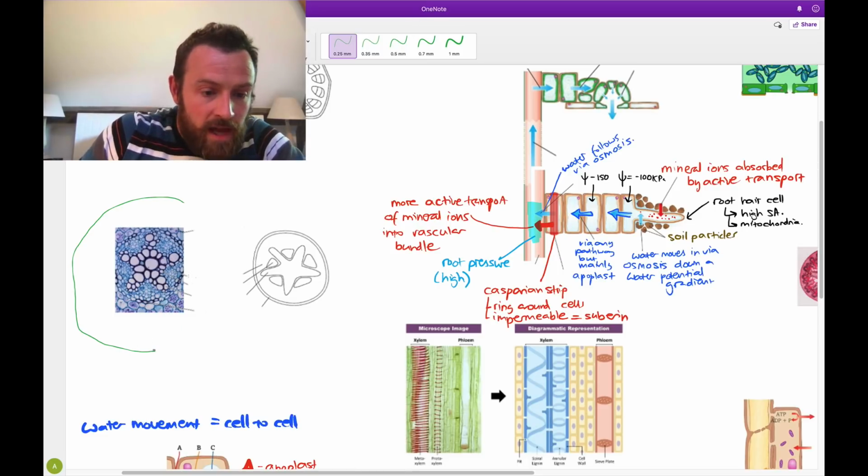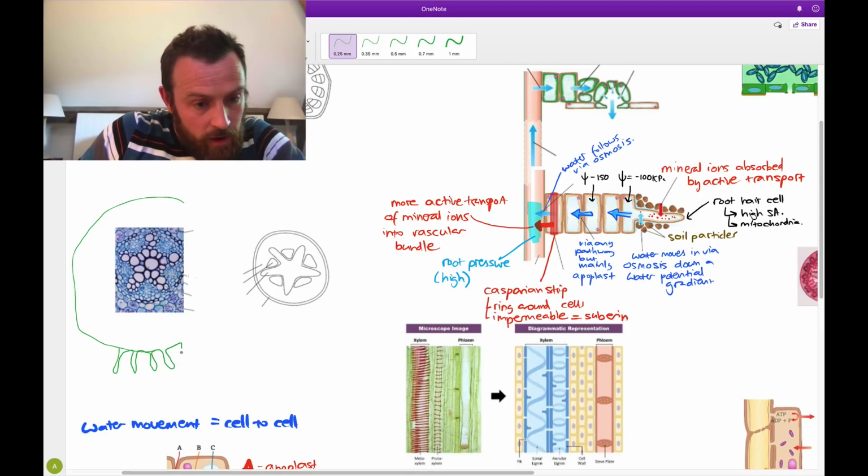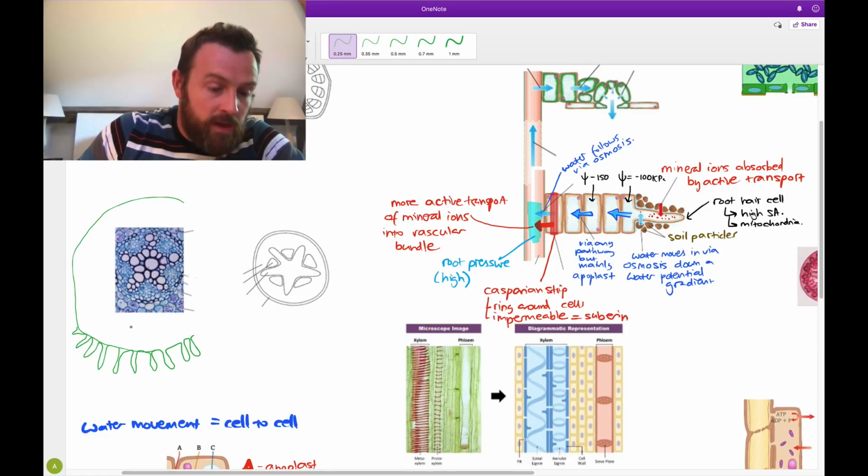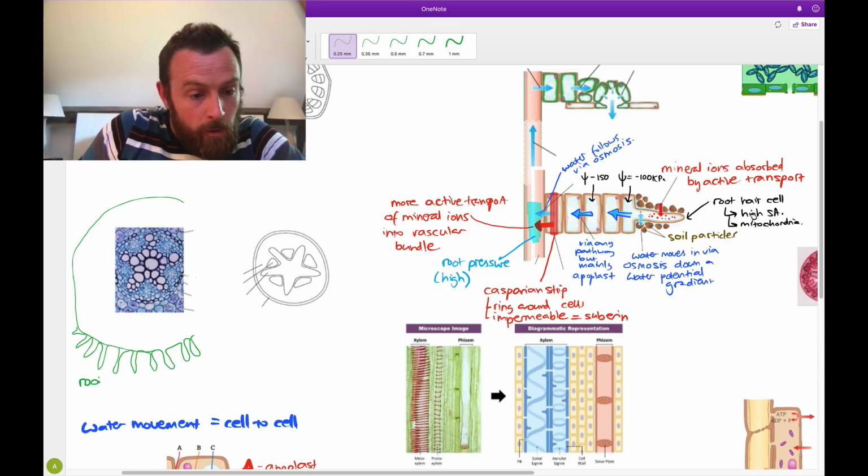And actually, on the edges of the root, we've got the root hair cells. So we've got all these root hair cells like this, kind of going around the whole root, like that. Okay, we can add some more over here. Let's just label that root hair cells.